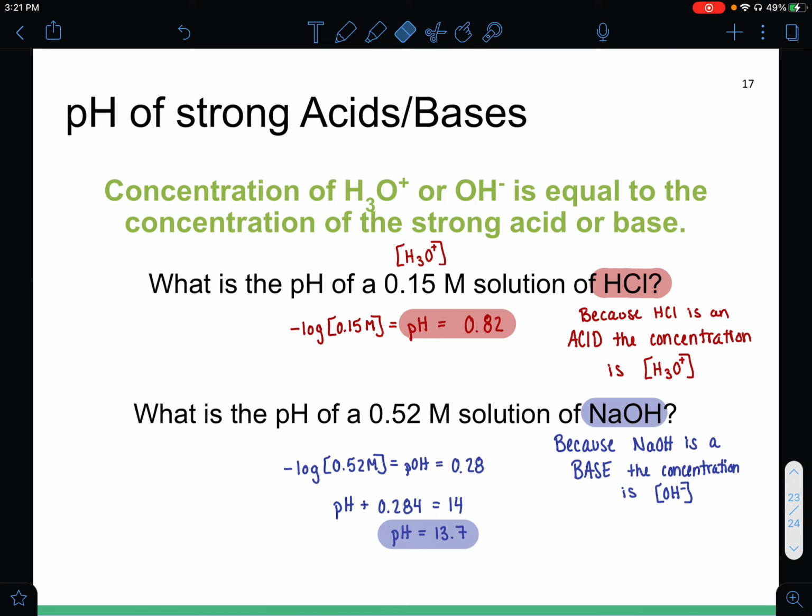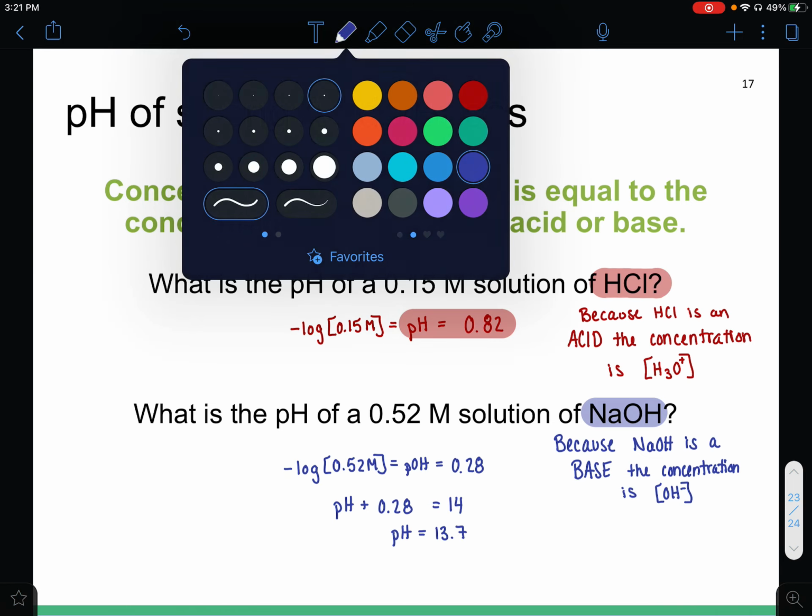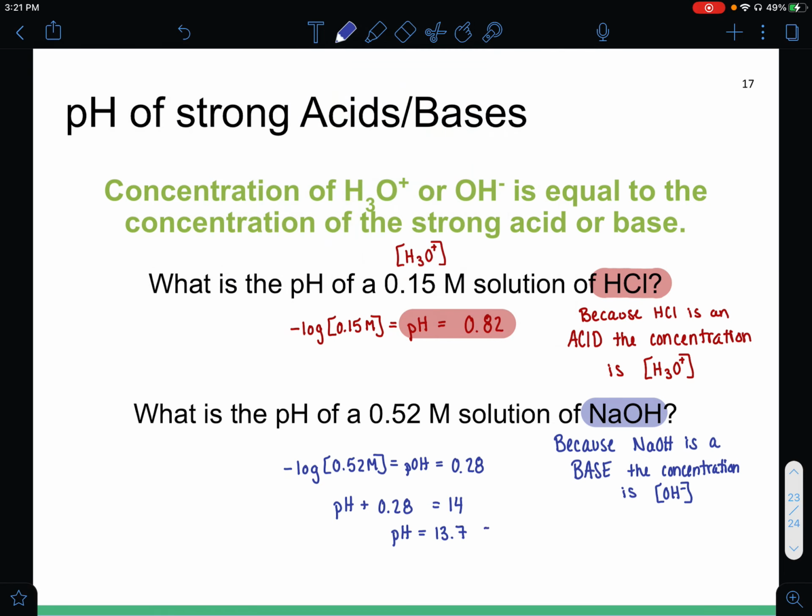And once you have the pOH, then you can find the pH of it by using pH plus pOH is equal to 14. And we'll get a pH of, actually if we rounded that, I'm going to keep that there, round that, it would round up to 14 actually.